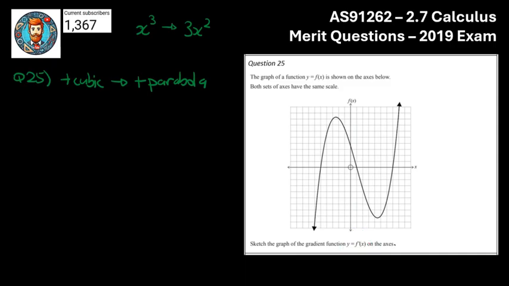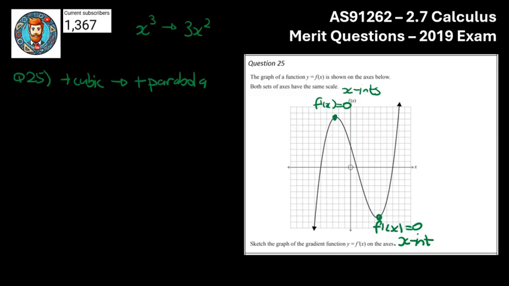I then need to pull out a bit more information. So the way I like to do that is the next steps here. At this turning point here, we know that f dash x is equal to 0, i.e. that's going to be one of the x-intercepts. And the same thing over here, down the bottom there, f dash x is going to be equal to 0, and that's going to be another x-intercept of my parabola, which is the gradient function.